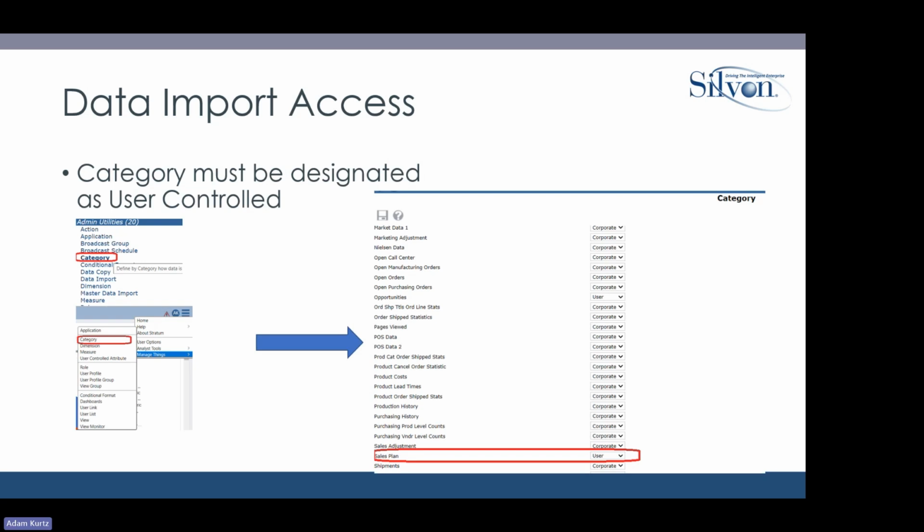The category that you're going to use for this data import process must be set up as a user-controlled category. And that's something that is actually driven through the interface. We can see that through some of the administrative menus, depending on your version. You would then need to designate whatever category you're going to use for your data import. And we can see here that we've chosen sales plan as our user-controlled category for the data import.